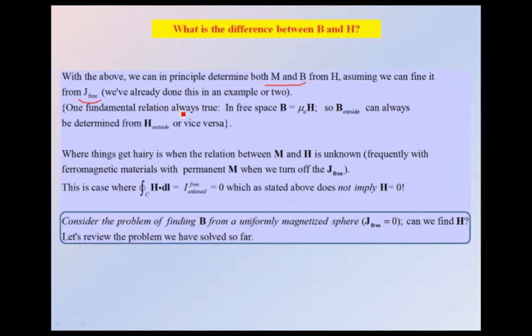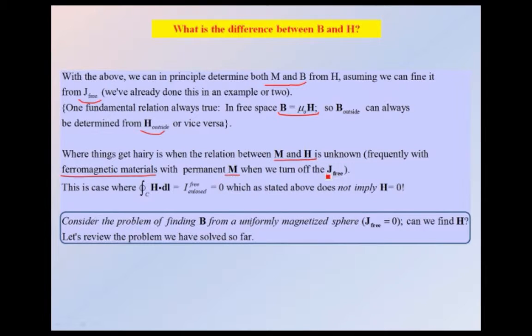One fundamental relation is always true, that if you go out into free space where M is equal to 0, you'll have B equaling mu 0 H. So B outside can always be determined from H outside or vice versa. So where do things get hairy? Well, it's when the relationship between M and H is unknown. You may not have the simple proportionality. And that's the case for the situation where you have ferromagnetic materials that have permanent magnetizations.